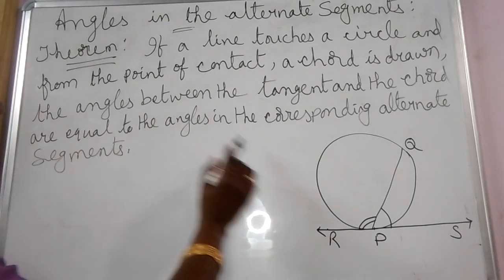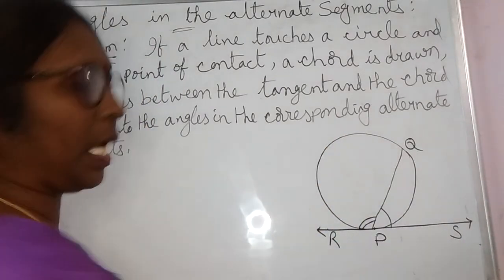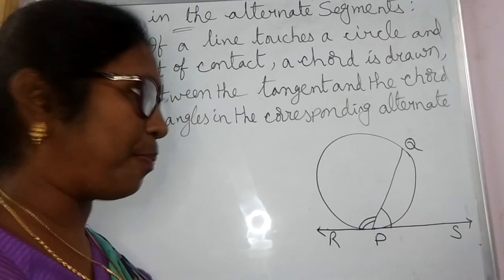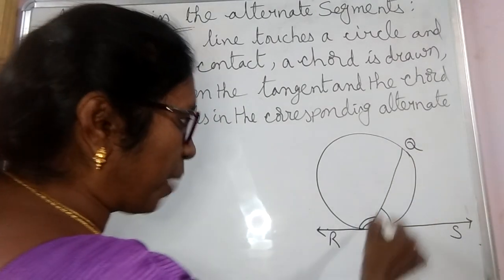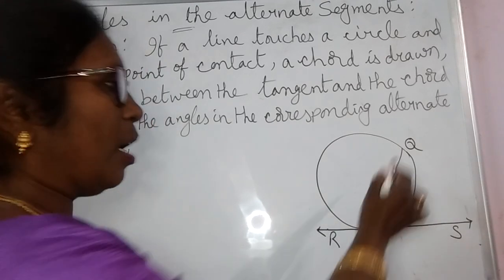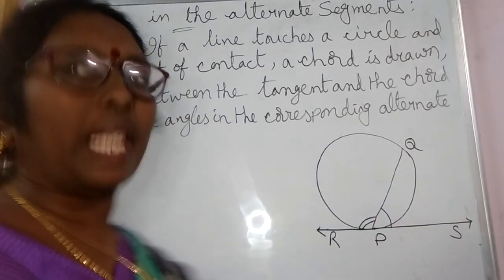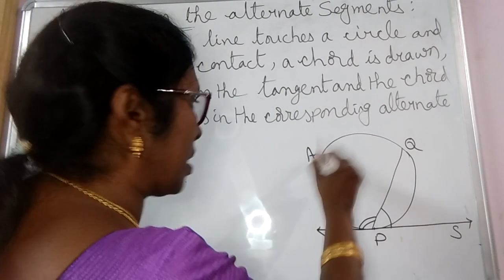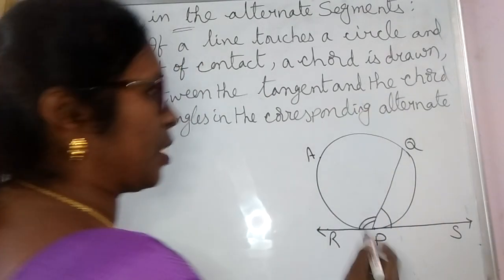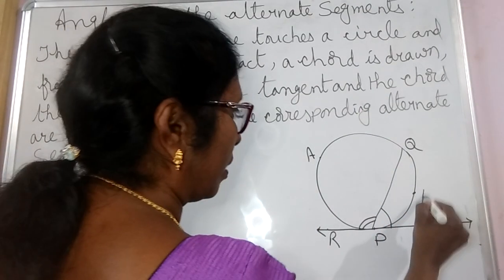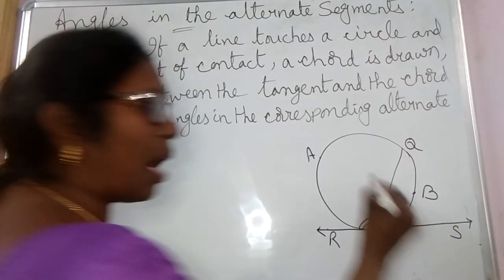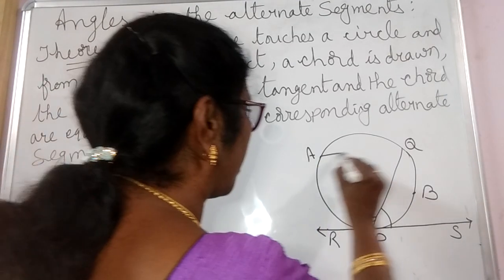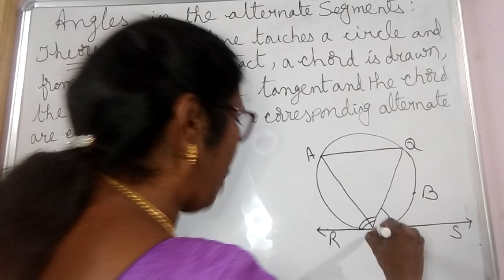Equal to the angles in the corresponding alternate segments. Let me explain here what are the angles in the alternate segments. If PQ is the chord, we know that the chord divides the circle into two segments. This side one segment, this is another segment. Let me name it as A. PAQ is one segment. PBQ is the other segment made by the chord PQ. So let us join AQ, AP.